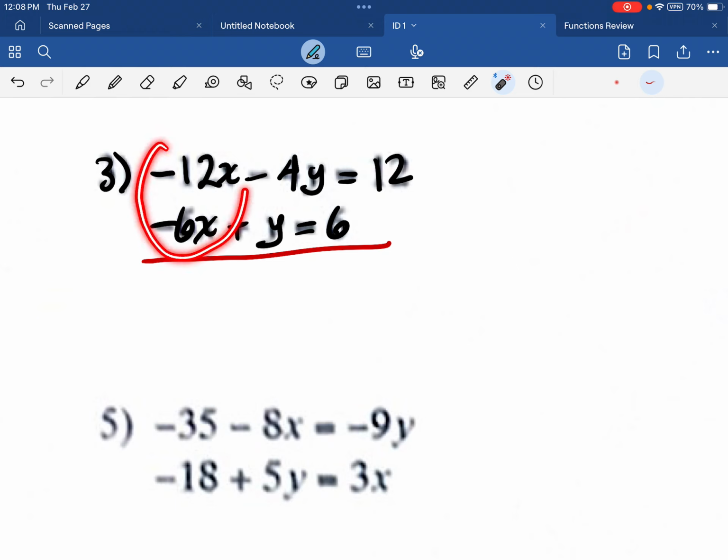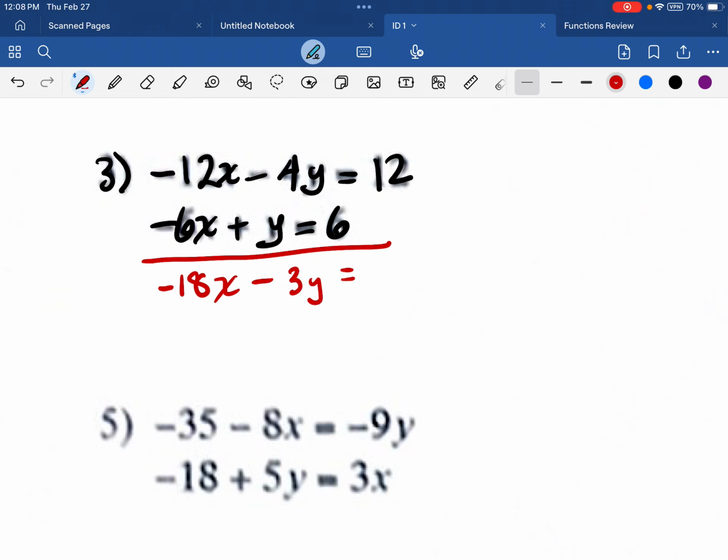Okay, I've got negative 12 minus 6. That's going to give me negative 18x's. Okay, and then we've got negative 4y's plus y, which is going to give me negative 3y's. And then 12 plus 6 is 18. Well, dang it. My goal was to get rid of either x's or y's. Unfortunately, that didn't happen here.